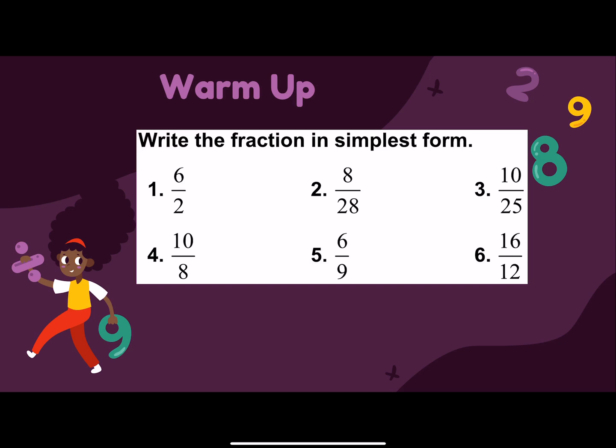Okay, number one, if you type that into the calculator, it's just going to give you 3. Number 2 is going to give you 2/7. Number 3 is going to be 2/5. 4 is going to be 5/4. 5 is going to be 2/3. And 6 is going to be 4/3 or 1 1/3. Either one is fine. So I should have put or 1 1/3 on this one. Either way.